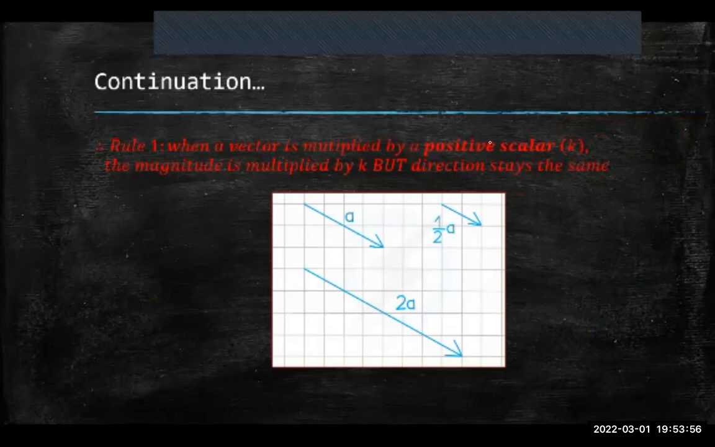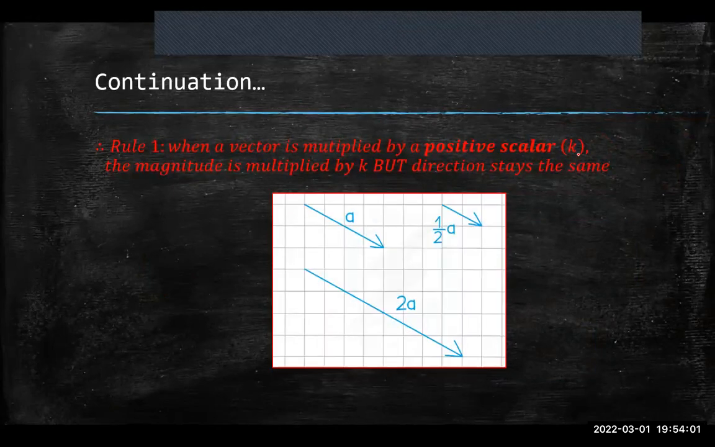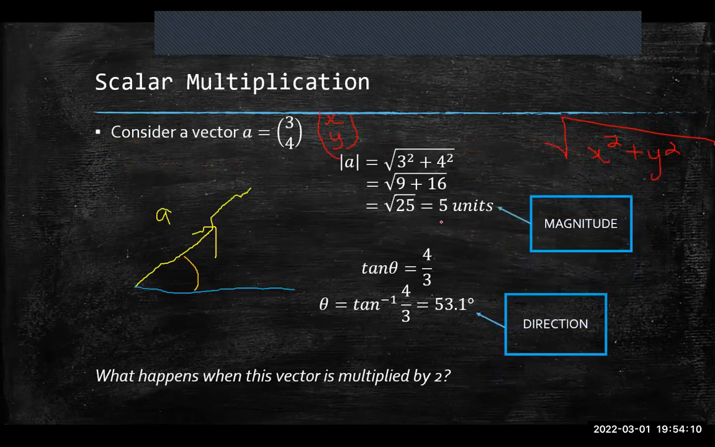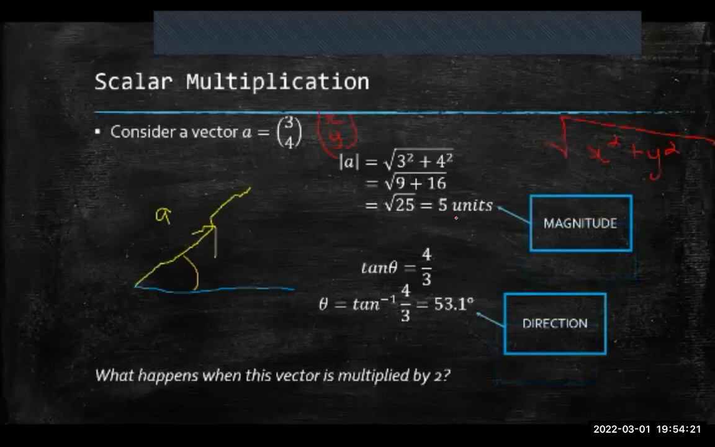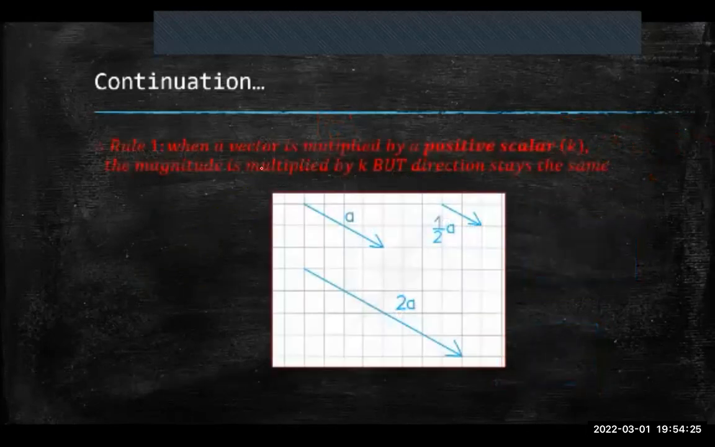When the scalar value is positive, so scalar value is k, right? When the scalar value is positive, in this case it was positive 2, the magnitude is multiplied by k. So just like we saw here, it went from 5 units to 10 units when my scalar value was 2. So that implies that this magnitude here was multiplied by 2. That's why the rule says that, right? So the magnitude is multiplied by k. 5 by 2 gave me 10.